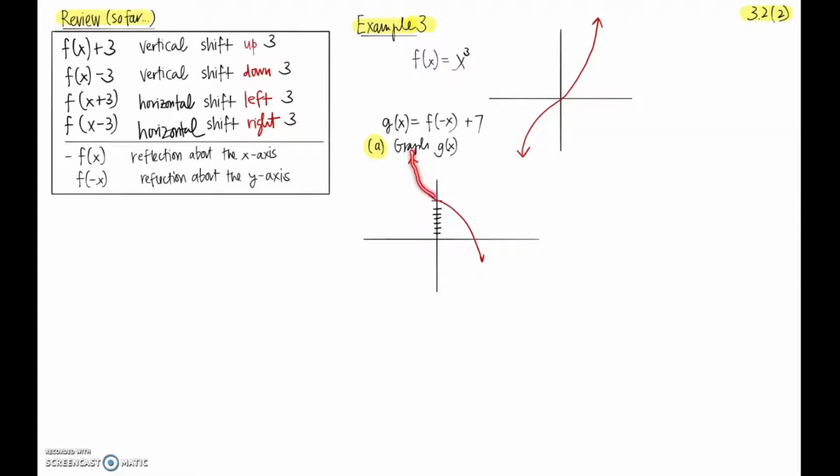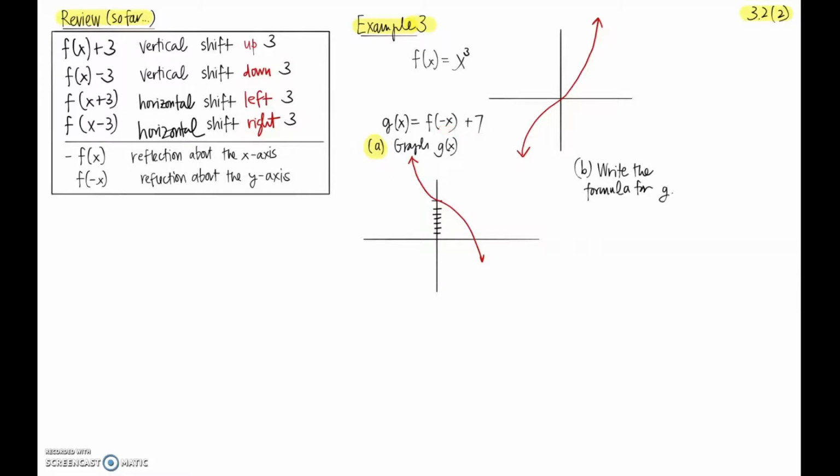The vertical reflection happened. It's as if, sorry, the horizontal reflection happened. It's as if I spun it around that vertical axis and then I shifted everything up 7 units. So horizontal reflection and a vertical shift.